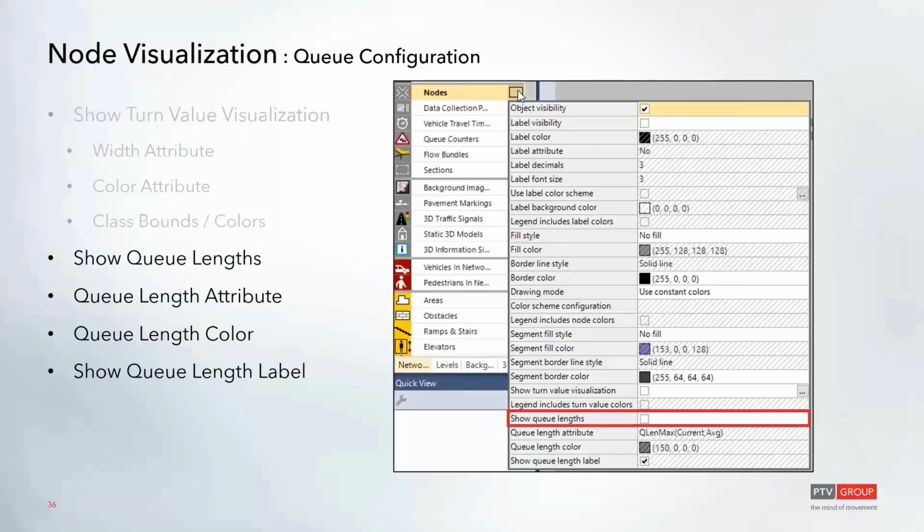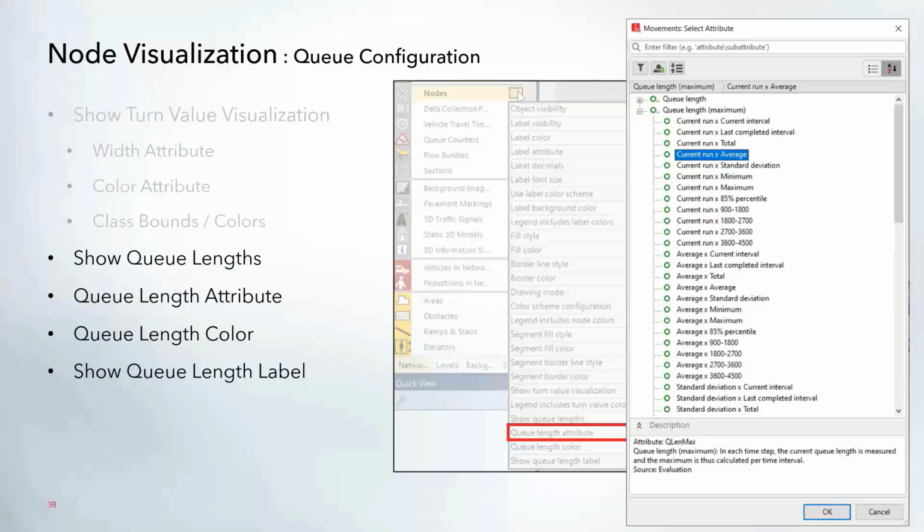If you're looking to display the queue length within the network, those will have their own options. There's going to be a checkbox that you can select next to show queue length, and that will just turn on that queue length feature. From there, you can then go directly down to the queue length attribute. Again, there'll be a little ellipses here once show queue length is turned on, that you can select to update which attribute you want to view.